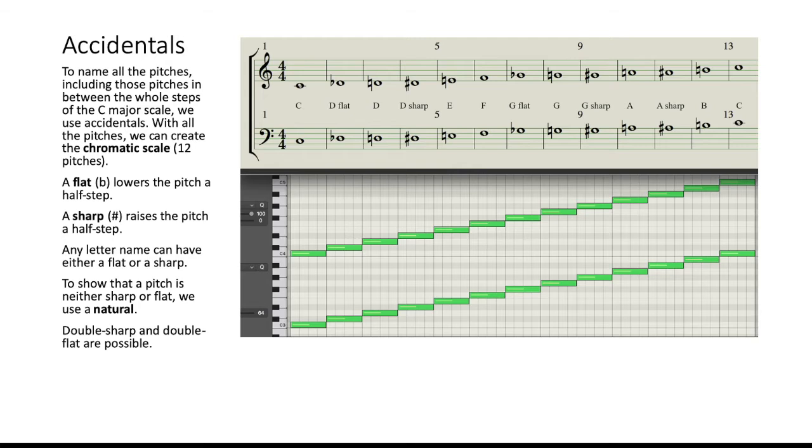Any letter name can have either a flat or a sharp. To show that a pitch is neither sharp or flat, we use a natural sign. Double sharps and double flats are possible, but they're somewhat less common. We'll notice that in measure 3, the D has a natural sign before it.